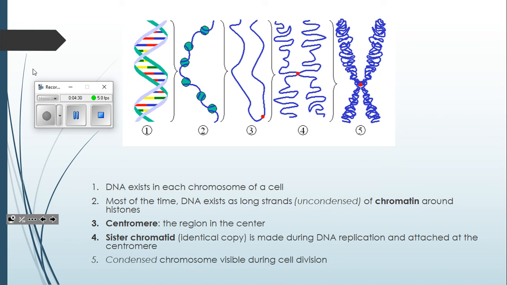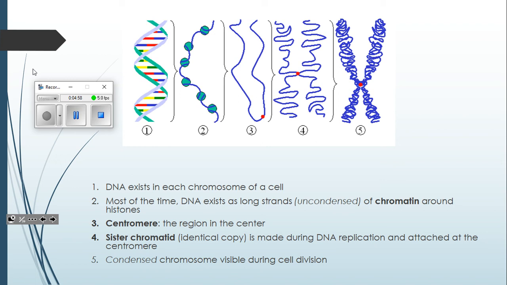So in picture number 3, there was one strand. In picture number 4, see now there are 2 strands, and they are attached to each other by that middle piece, the centromere. So whenever we're going to make a copy of DNA, because the cell needs to make a copy of itself, it will be attached by the centromere. Now the last picture is what we call a condensed chromosome.